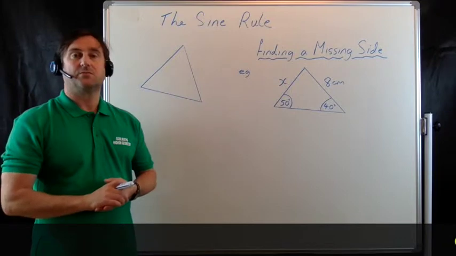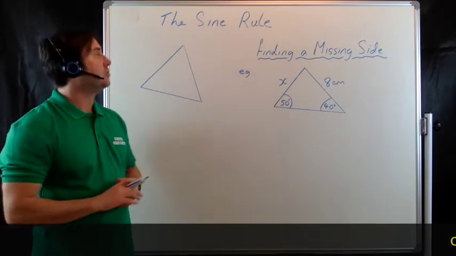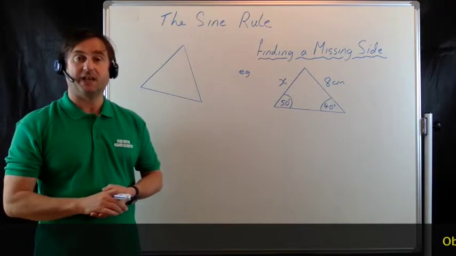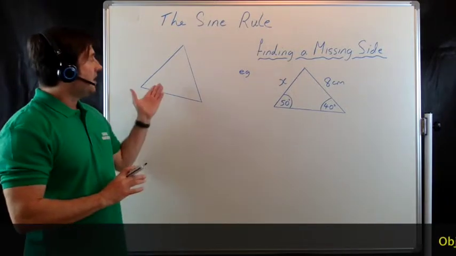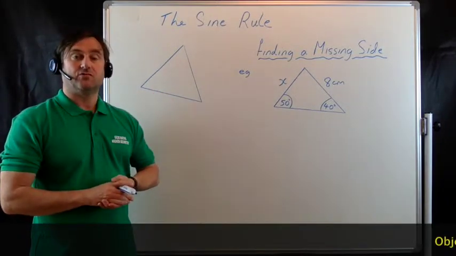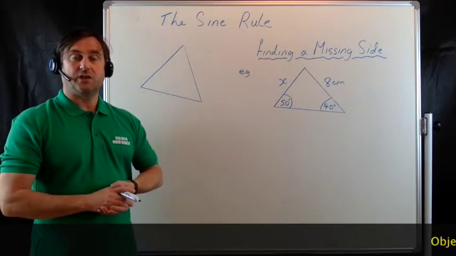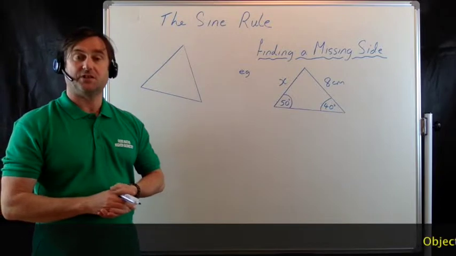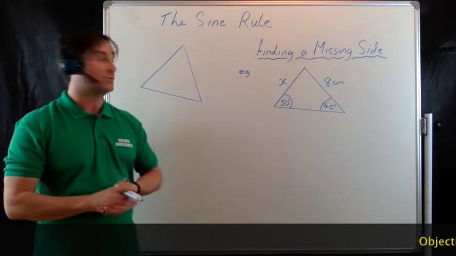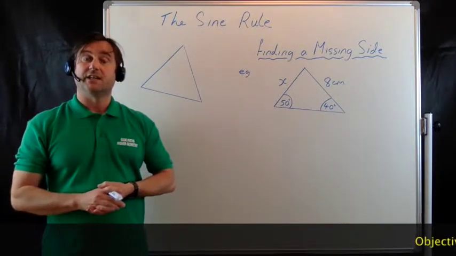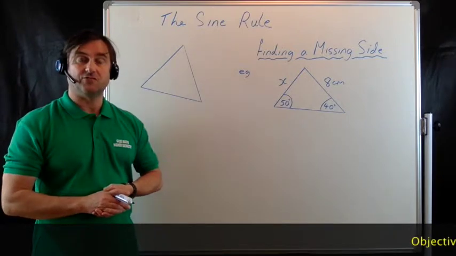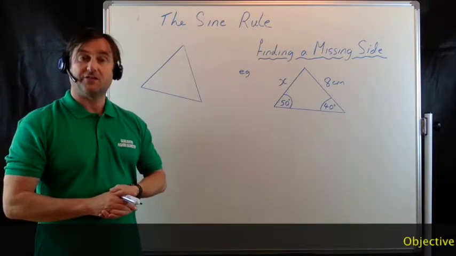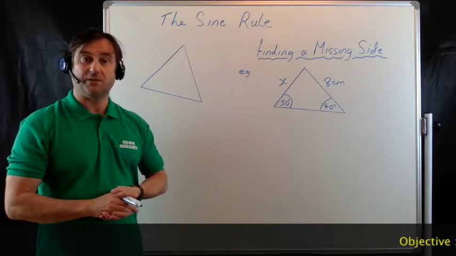Hi there, welcome to my tutorial on using the sine rule to find a missing side and a missing angle. If we've got a scalene triangle rather than a right angle triangle, we cannot use basic trigonometry to work out missing sides and angles. We have to use what's known as advanced trigonometry, that is the sine rule and the cosine rule. These are given to you in your formula booklet at the front of your GCSE higher paper.